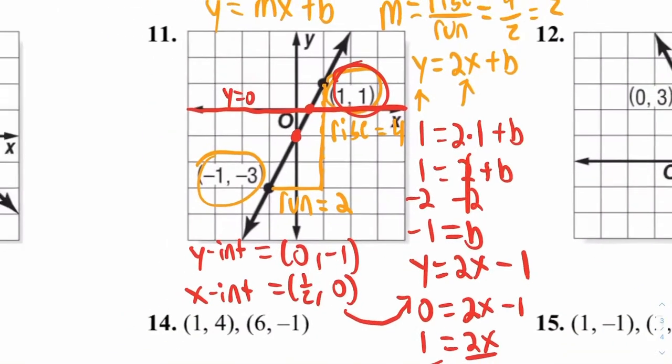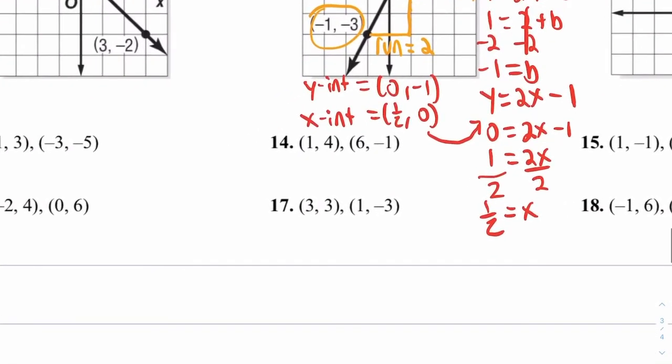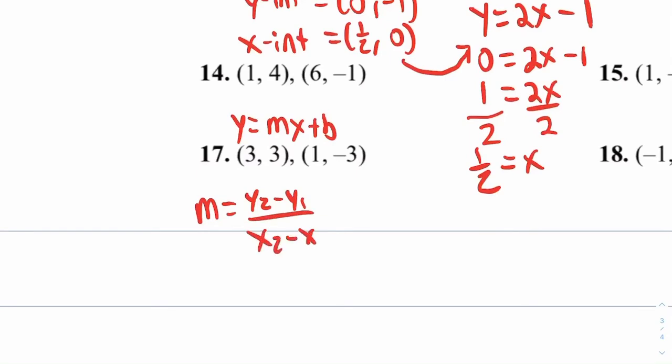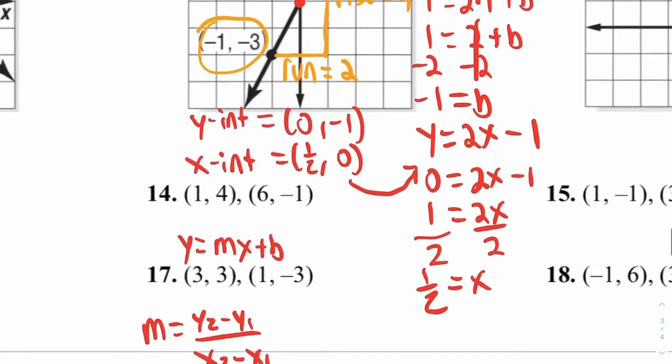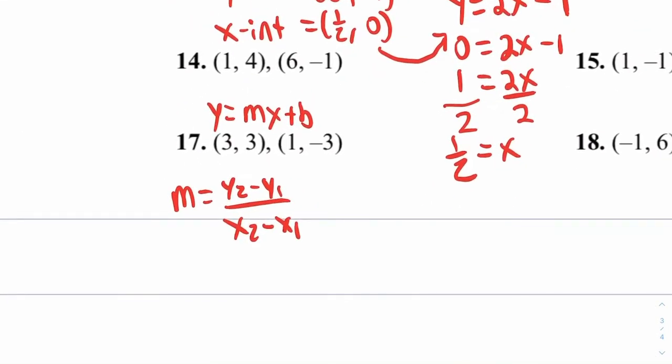Let's do some more examples just so that you know 100% you know what you're doing and how to do it without a graph. Let's start with number 17. We're trying to find y equals mx plus b. We're writing the whole linear equation, and then we're going to find the intercepts. We start off with the slope, y2 minus y1 over x2 minus x1. If we were given the graph, we could have done rise over run. If we were given a table, we could have done delta y, delta x. Since they gave us 2 points, we need to use the slope formula.